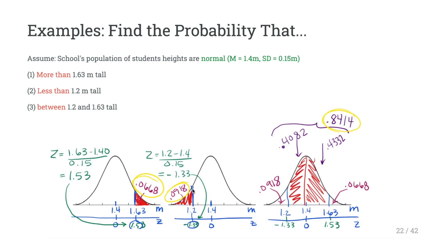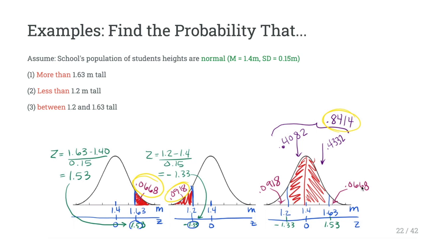The other approach to doing that is saying what is it between this point and the mean, which is 0.4082, because it's just this. So it's half of the distribution, which is 0.5, minus this, which gives us the 0.4082. And then on the other side, from here to the mean is this value. So we got 0.5 minus this, and that gives us the 0.4332. When you add those up, that gives you the same value as adding these two and taking that away from 1.